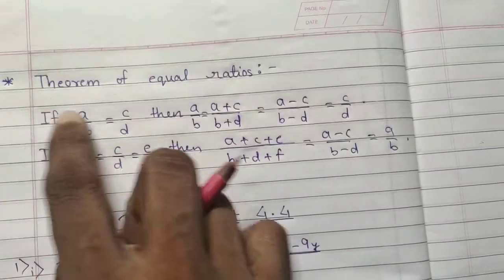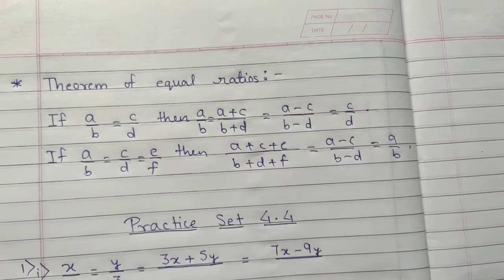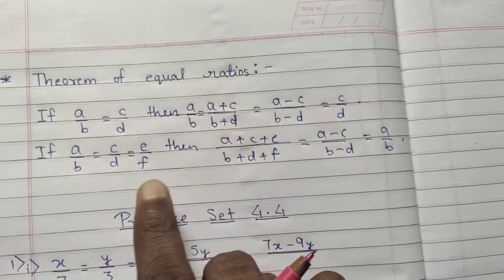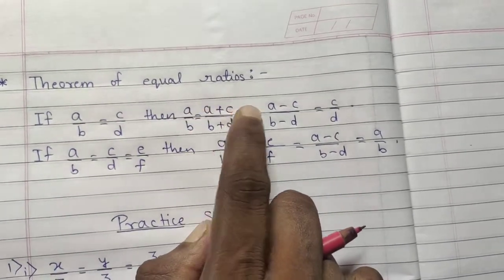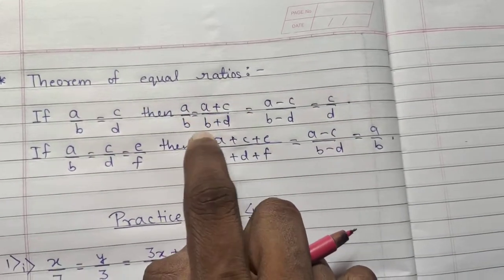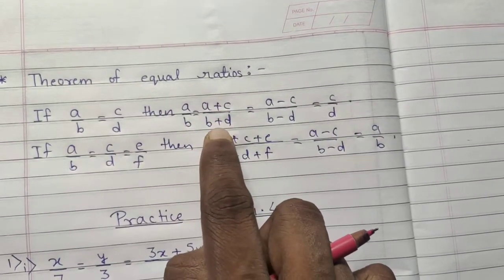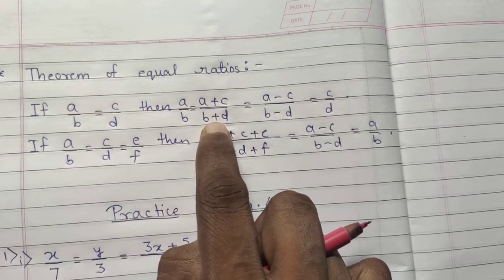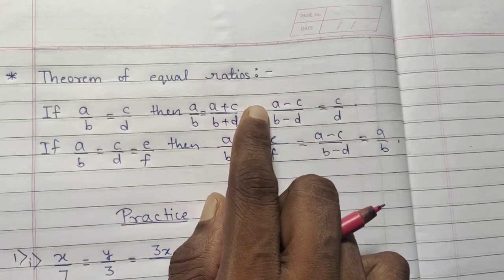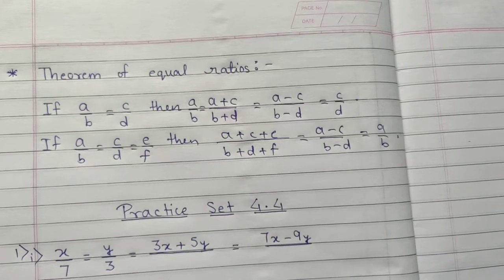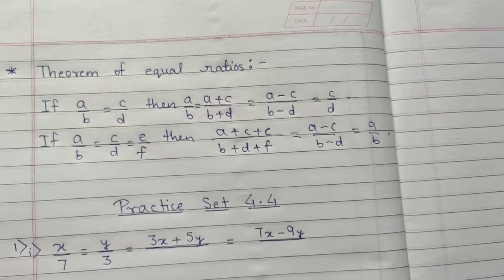So basically, what does it mean? Remember, whenever you are using this theorem of equal ratios, you can add or subtract, but the only thing you should remember is that whatever you are doing in the numerator, that same thing you have to apply in the denominator as well. If you are adding in the numerator, then you have to add in the denominator. That is the theorem of equal ratios. Understood now? Now let us start practice set 4.4 on this theorem.